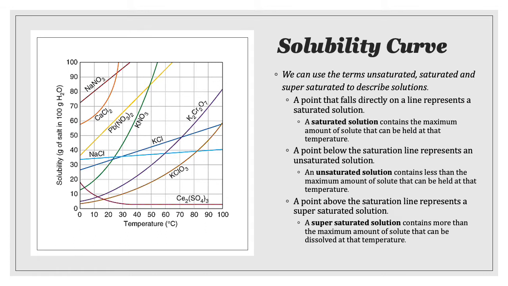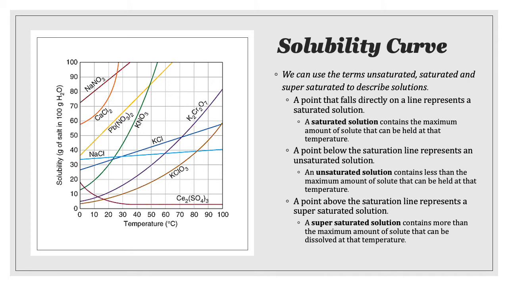So let's say I have water at 90 degrees, and I want to know what is the maximum amount of solute that I'm going to be able to get to dissolve. If I go to 90 degrees and go all the way up to that light blue line in the middle, then I can see that I'm going to be able to dissolve exactly 40 grams of sodium chloride in that water at 90 degrees. And I won't be able to get any more to dissolve.